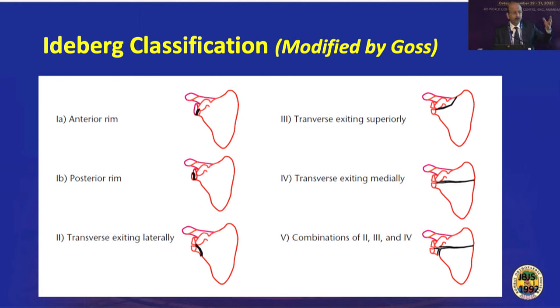And you can see most of the fractures are usually inferior because your triceps originates from there. So whenever there is an avulsion, the glenoid breaks and the inferior part comes out. So they are the most common fractures which you see in the glenoid.